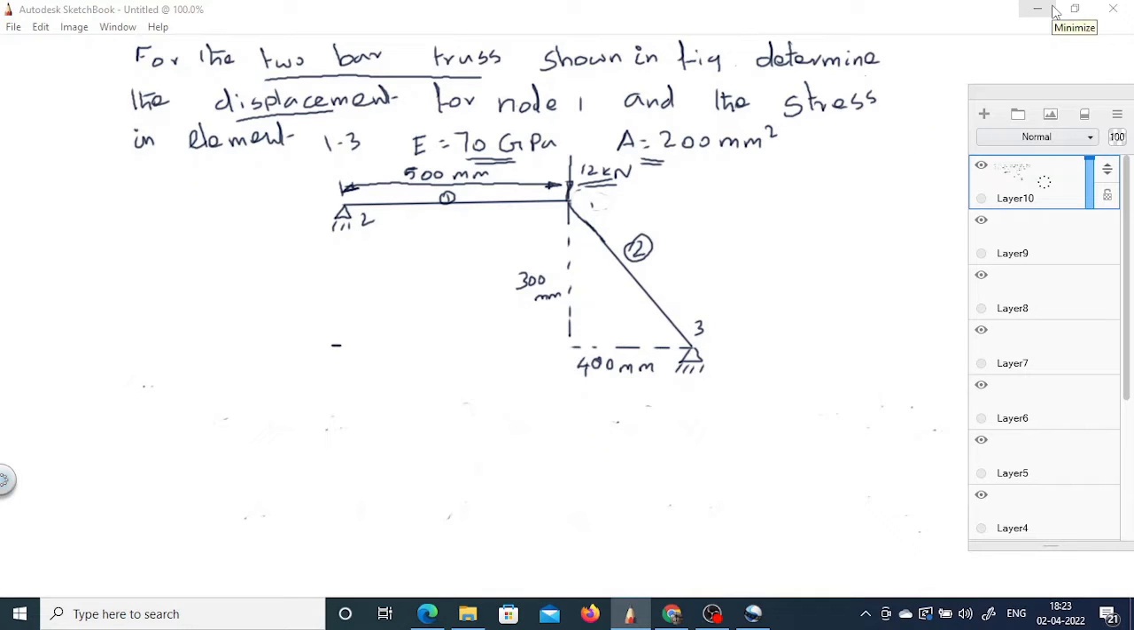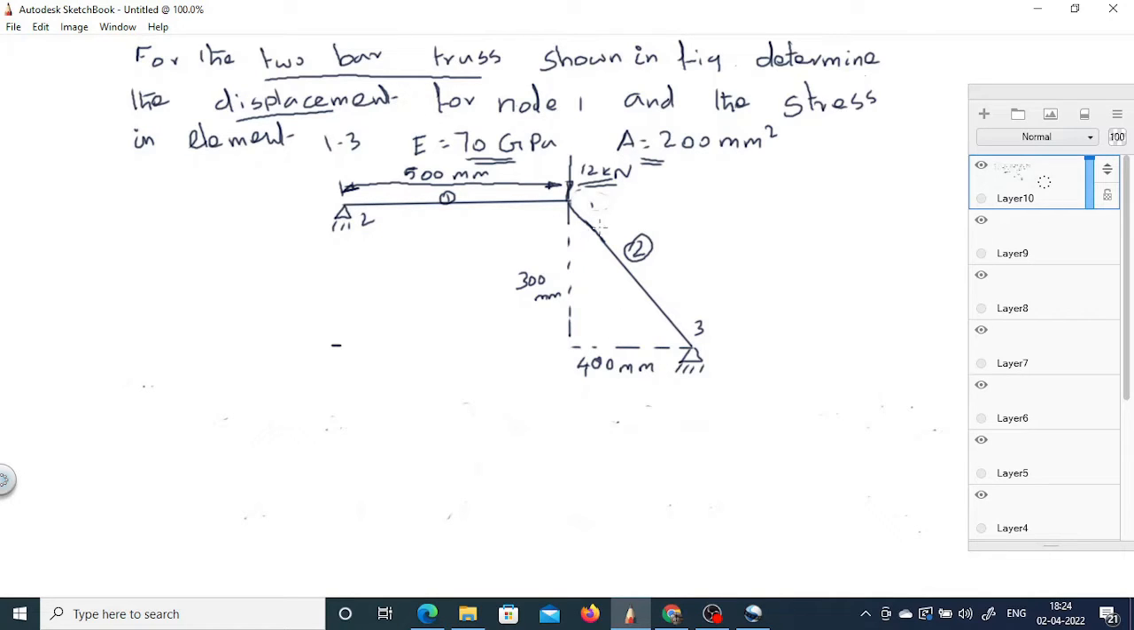Today we will discuss the 2-bar truss problem with finite element analysis. The problem is for the 2-bar truss shown in the figure. In this figure, from node 1 to 2, element 1 is available, and from node 1 to 3, element 2 is available. Both elements are linked at node 1, and node 2 is a fixed point and node 3 is also a fixed point.